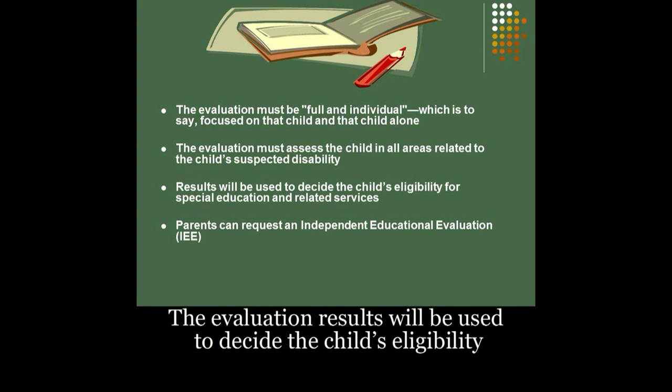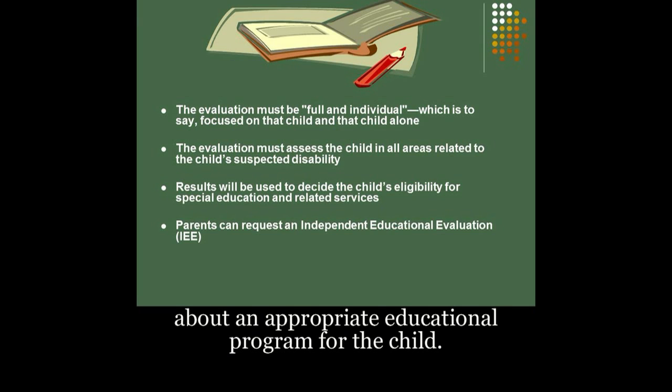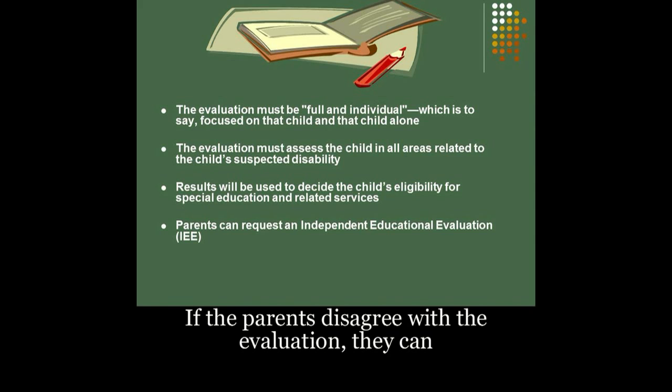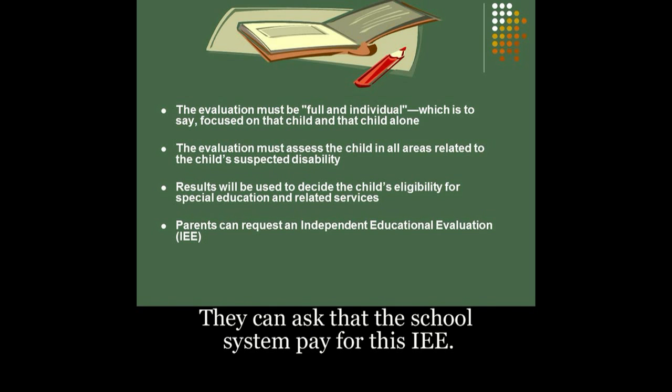The evaluation results will be used to decide the child's eligibility for special education and related services, and to make decisions about an appropriate educational program for the child. If the parents disagree with the evaluation, they can request an independent educational evaluation, or IEE. They can ask that the school system pay for this IEE.